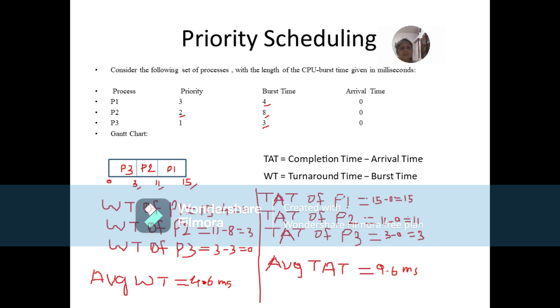What if the arrival time is given? There are different arrival times associated with each process. So you will consider the arrival time of the process which has come first, and then depending on the arrival time, you will check the priority of the process. By default, priority scheduling is preemptive scheduling. It simply means that if a process with lower priority is running inside the CPU, and a process with higher priority arrives, then that lower priority process has to be sent out of the CPU.